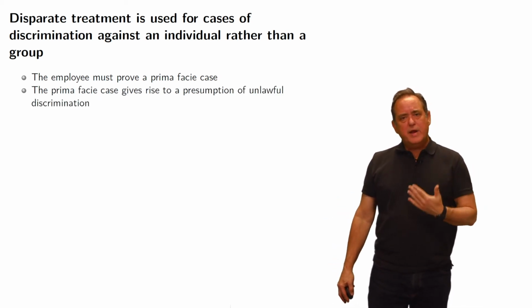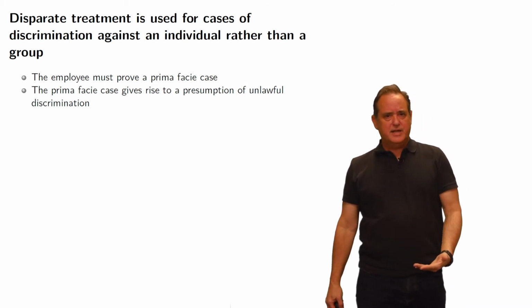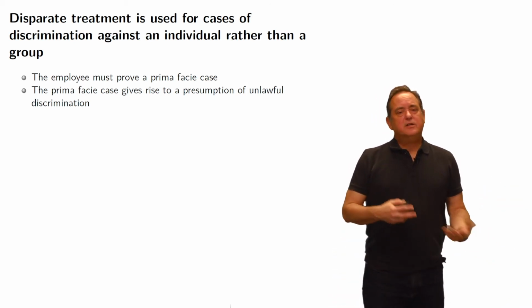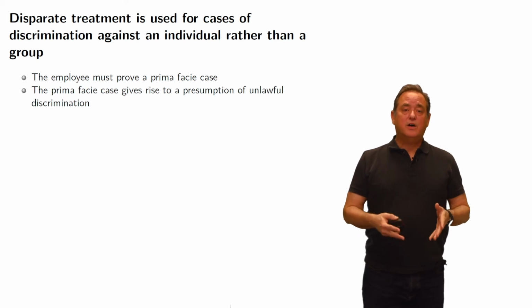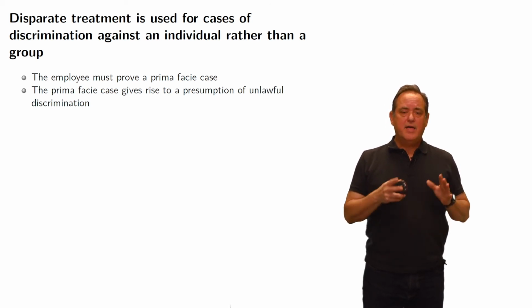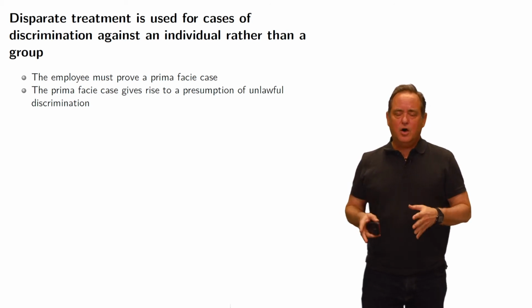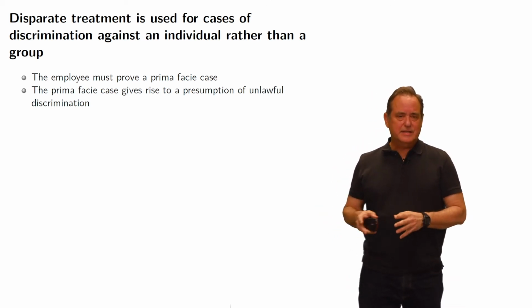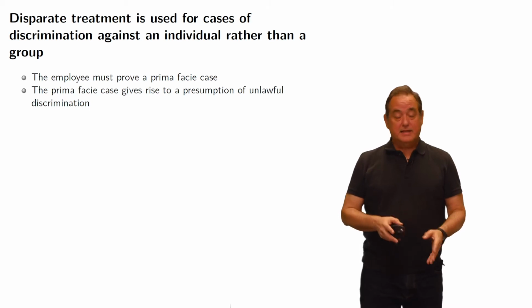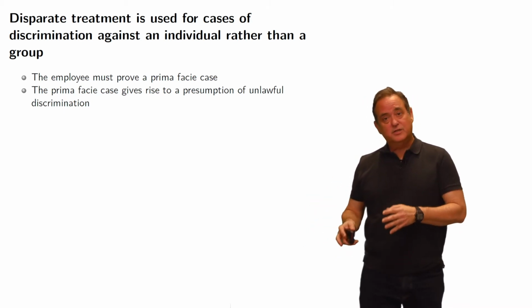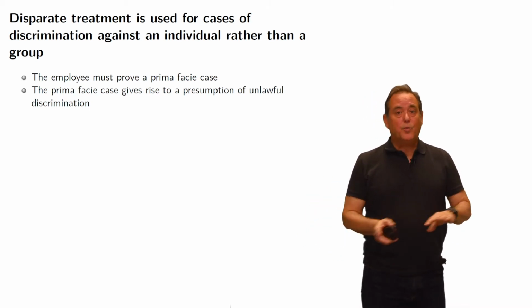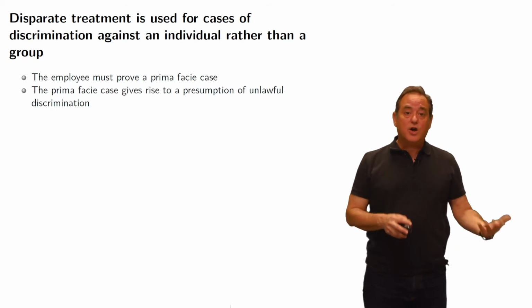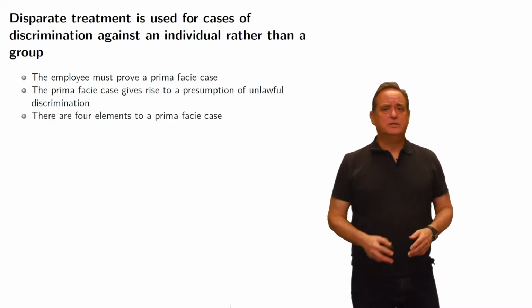What happens is when you prove the prima facie case, that's going to lead to a presumption of unlawful discrimination. At that point, the law presumes that the defendant actually did the discrimination. And as I said, the burden will then shift to the defendant to rebut this presumption, to overcome this presumption.